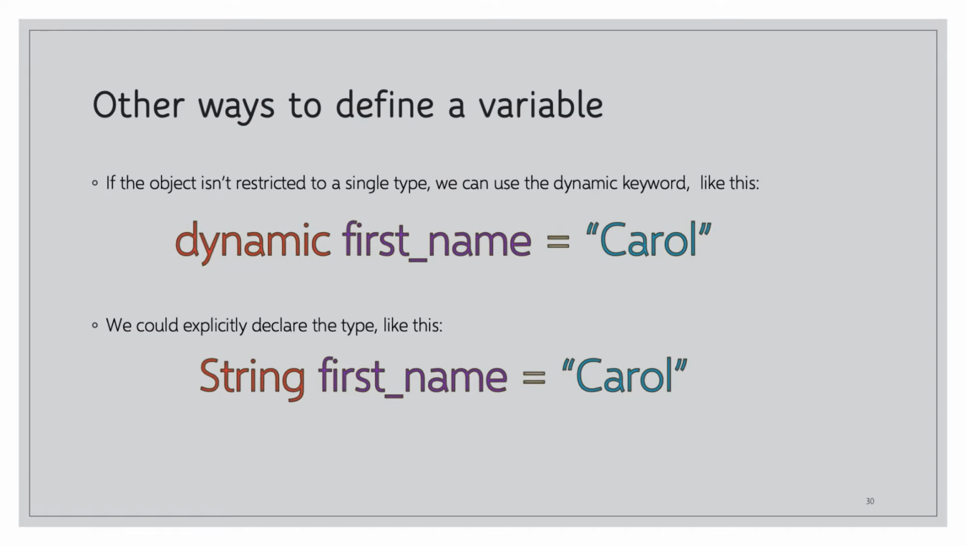If the object isn't restricted to a single type, as we said on the previous slide, we can use what's known as the dynamic type, and it would look like this: dynamic first_name equals Carol. We could explicitly declare the type like this.